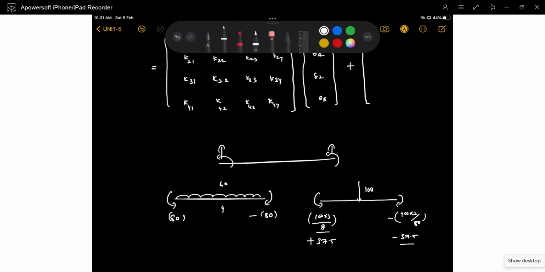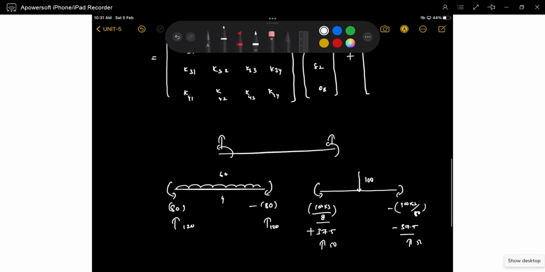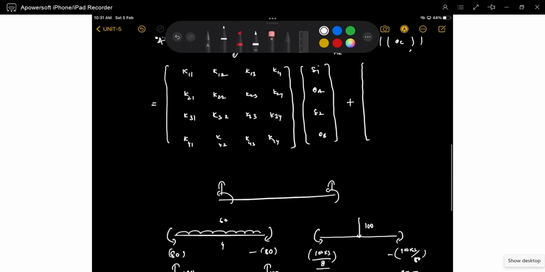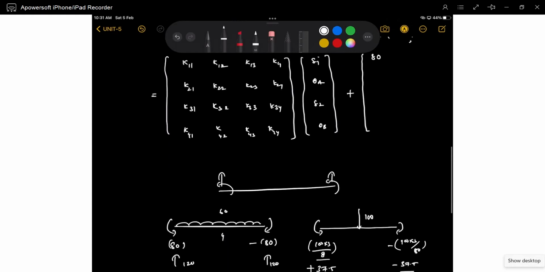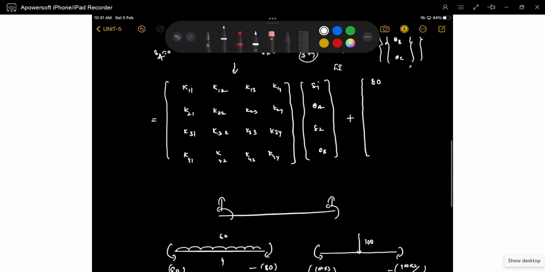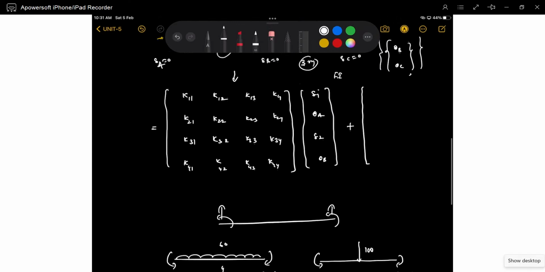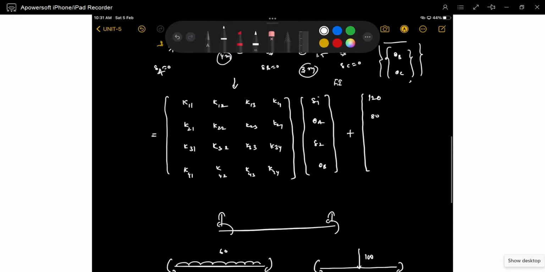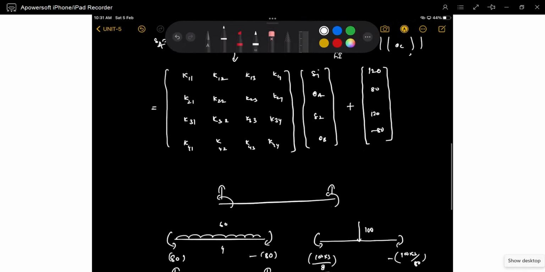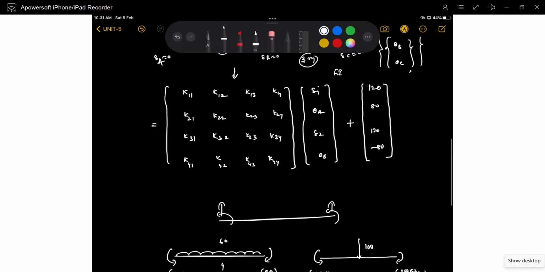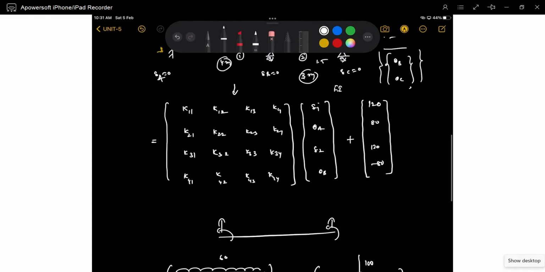And the reaction also, you can take 60 into 4, 240, 120 and 120. Here it is 50, it is 50. So you can write it like this, 80, 80. Reaction, so upward is positive. You can write 120, 80, 120 minus 80. That's it. For the second vector, these are the final vectors, final force, final reaction.